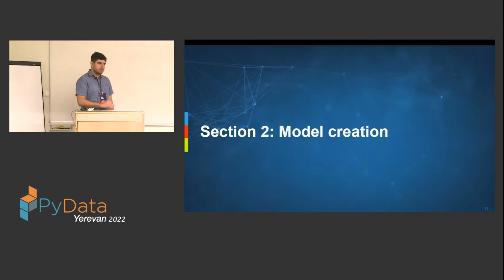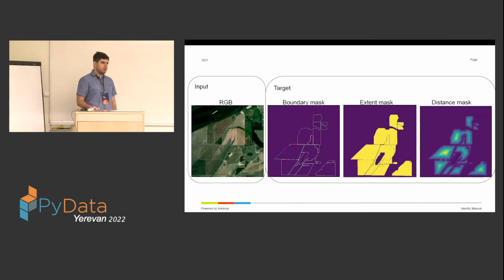And now that we have the data sources figured out, let's move on to the model creation. So we want to train a model. As mentioned, we need an input and we need a target. So as the input, we have chosen the RGB image, as I said. This is what Mapbox provides. And as the target mask, we have chosen 3 masks to predict. So first one is the boundary mask, where 1 denotes the boundary of a field, and 0 denotes not the boundary of the field. The extent mask, which is basically the field, 1 denotes a field and 0 denotes not a field.